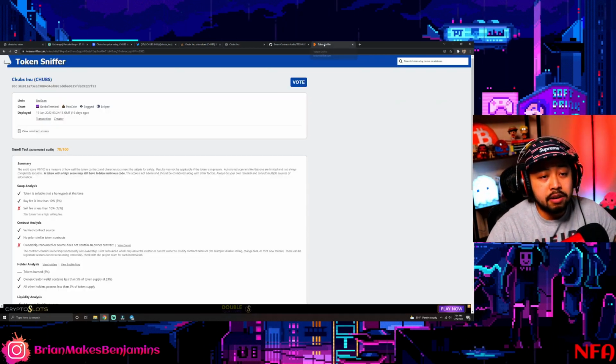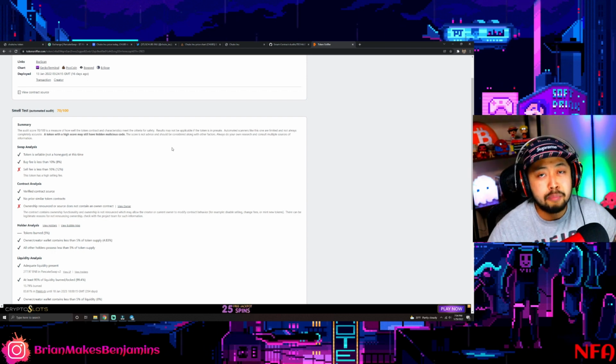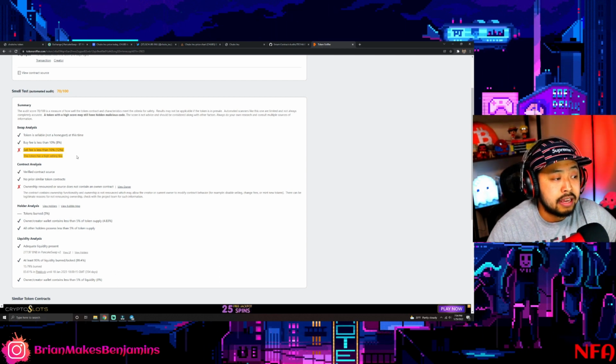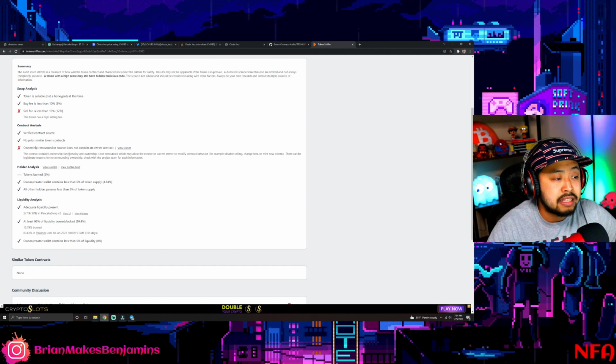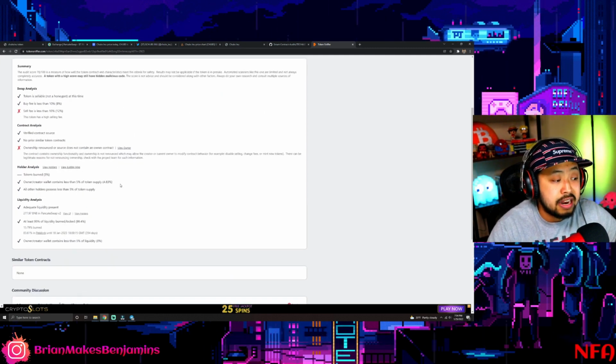And if you want to look at Token Sniffer, I definitely recommend that a lot of people use this to help with their research. They got a score of 70 out of 100, which is pretty good. The only things that are X'd off here is the seller tax is higher than 10% and it's at 12% now, and the ownership is not renounced yet, but everything else here is checked off and A1.